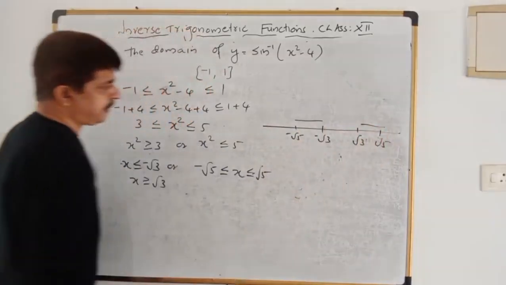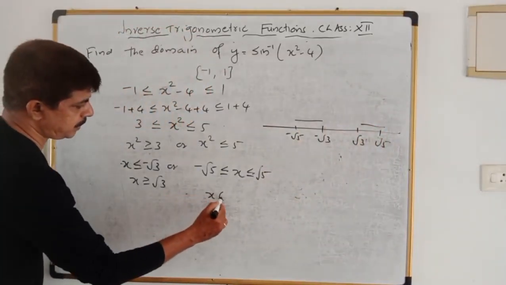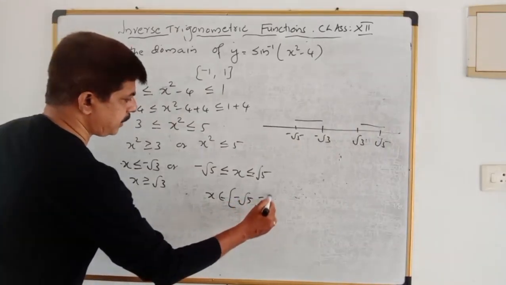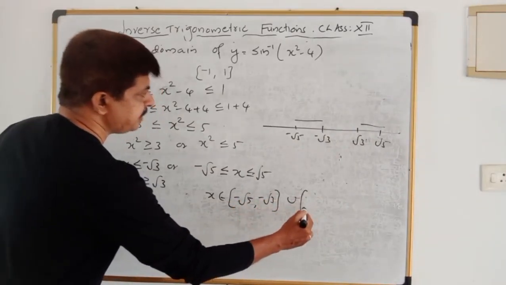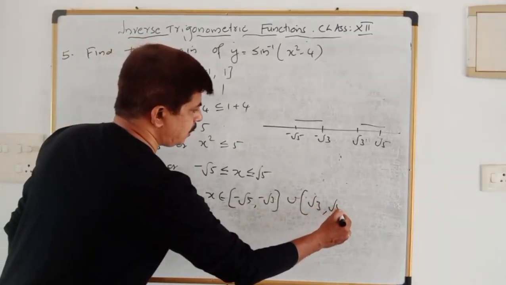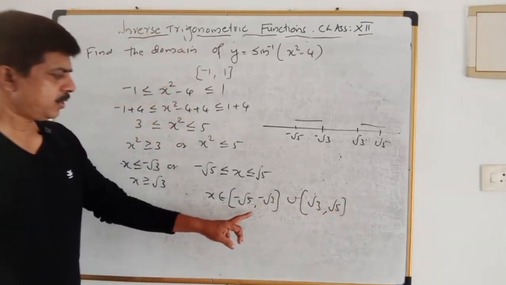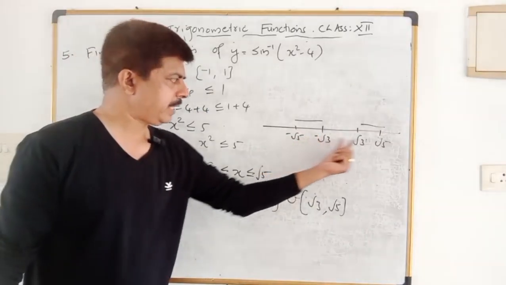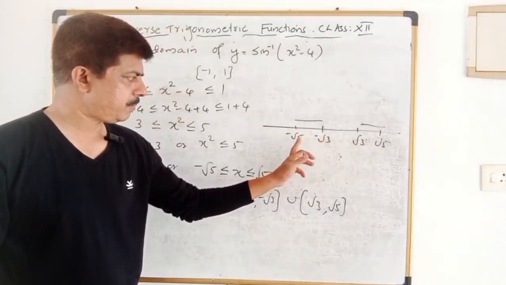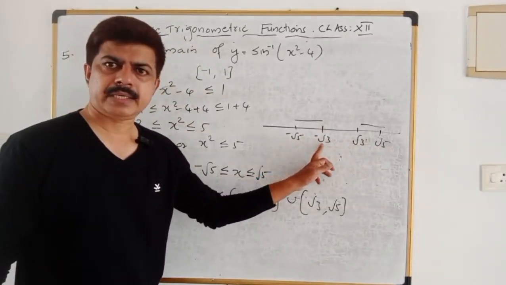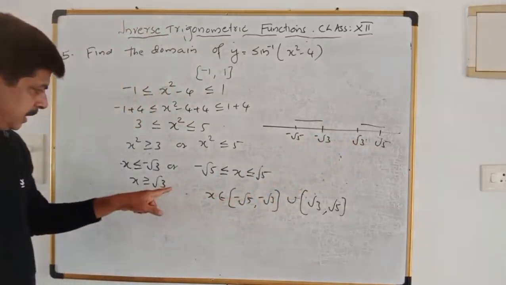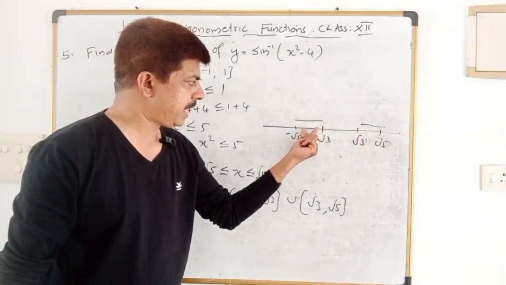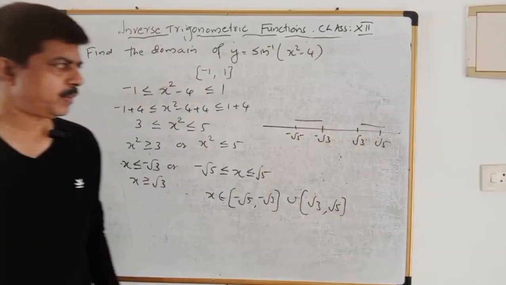So what is the x value? x belongs to negative root 5 to negative root 3, union root 3 to root 5. This is the domain. The domain value lies in this group and in this group. Between negative root 5 and negative root 3, and as x is greater than or equal to root 3, the domain will lie here and here. So remember, very important question, note it down.